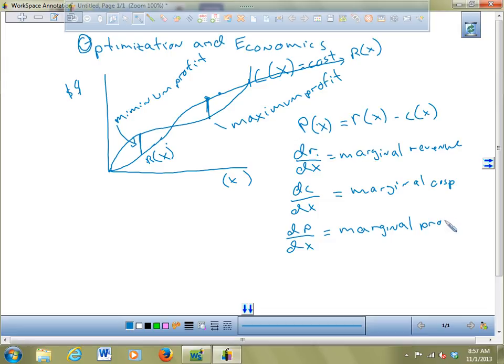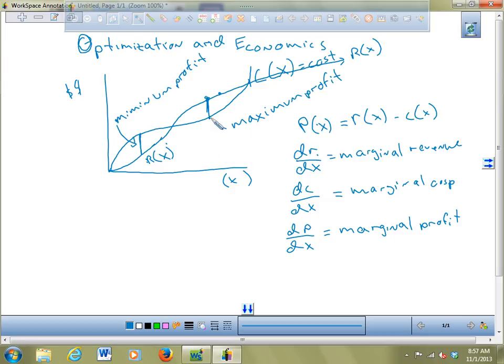And dR/dx is the marginal revenue. That's the slope of the revenue line, at any point. So it's the marginal revenue at any point. So you would want this thing to be going up, right? And the other one to be going down, you would want, right?